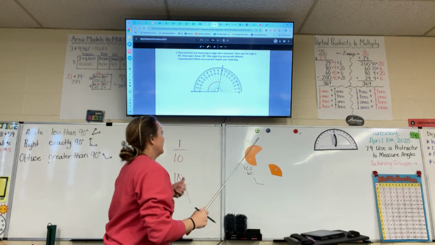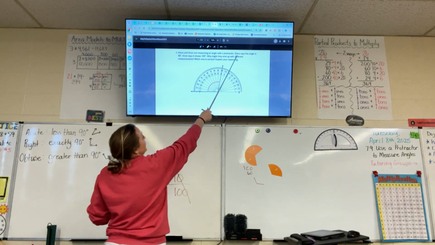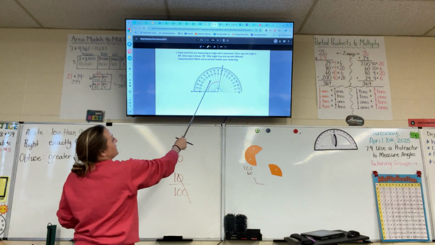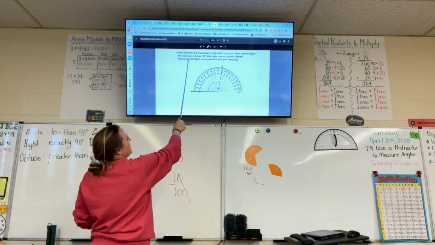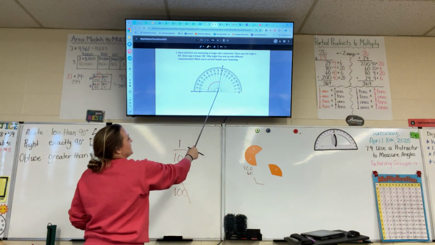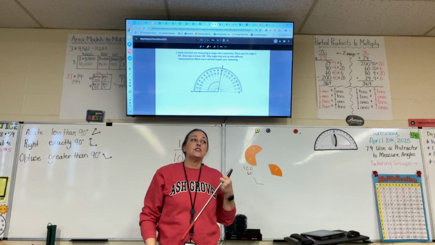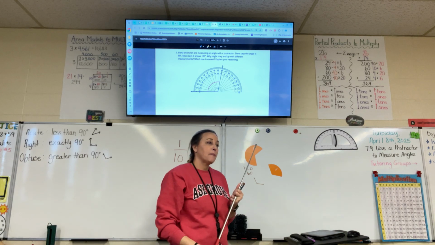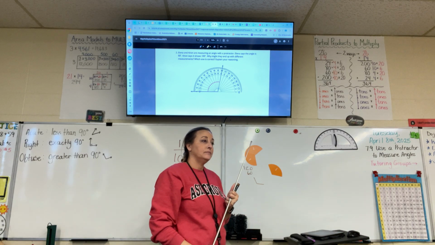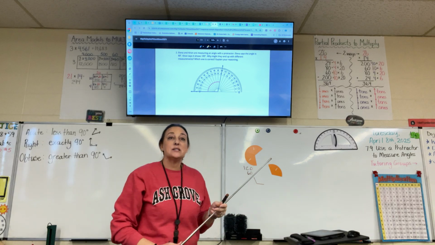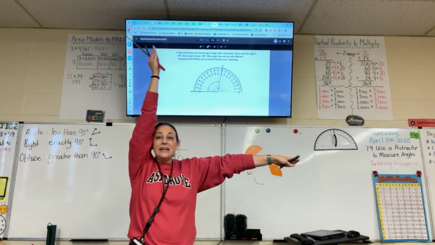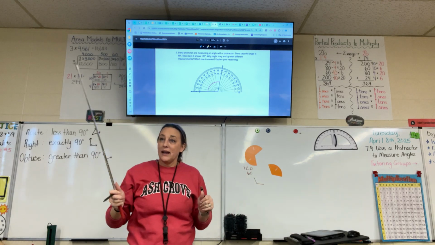Yep, that's exactly right. Alina says 80 because she thinks it's an acute angle. Kieran says 100 degrees because he's using the big numbers thinking it's obtuse. Who's right, Jackson? Kieran. Kieran's right because this angle is a little bit bigger than a right angle.